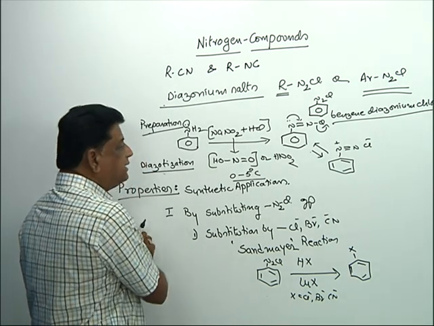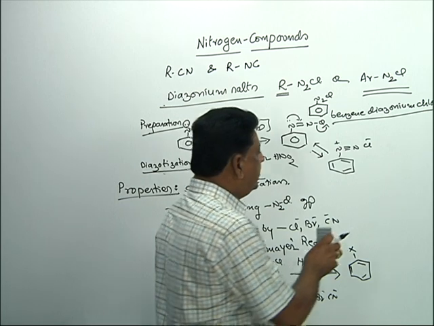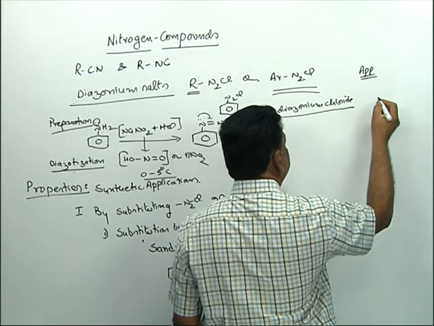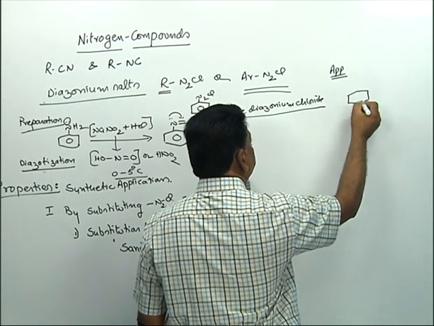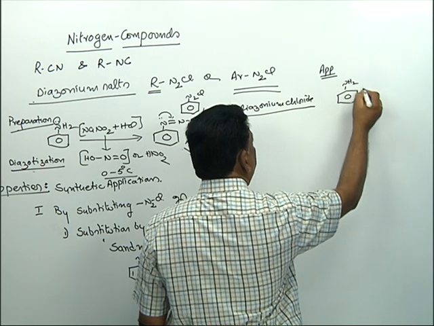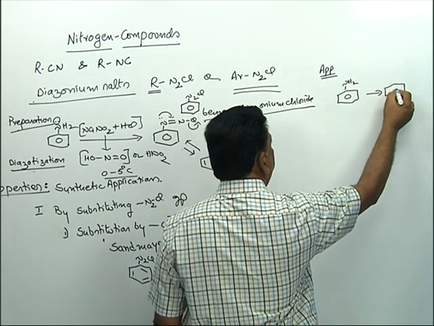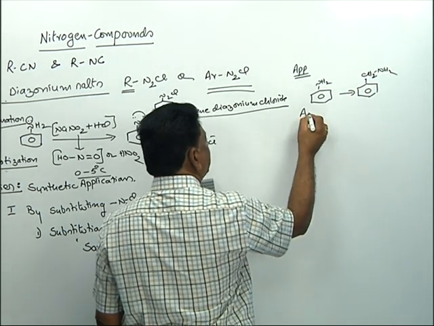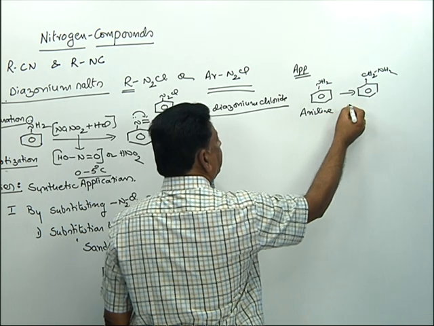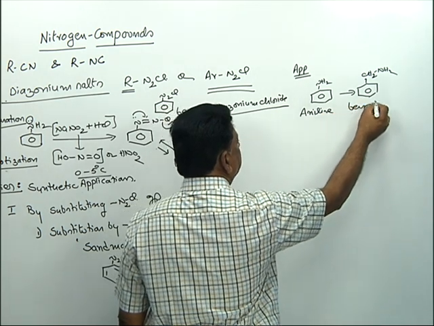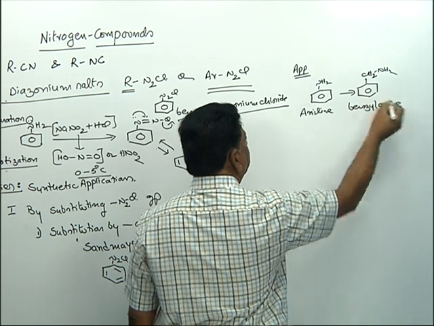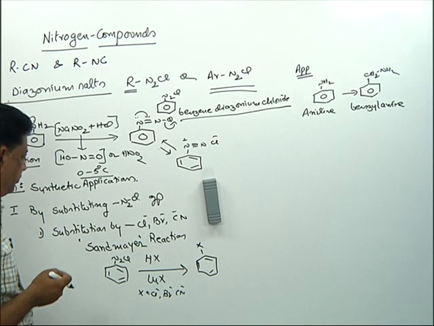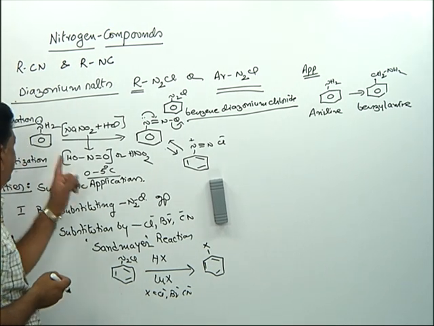Now, this reaction has some synthetic applications. You see how the reaction has an application. One of the applications is, how do you convert aniline, NH2, into C6H5CH2NH2? This is called a benzylamine. So, this is a beautiful conversion. How do you convert aniline into benzylamine? How do you prepare this compound from aniline only?